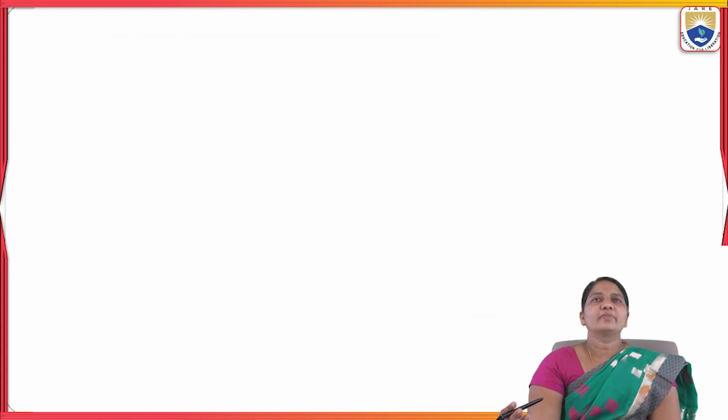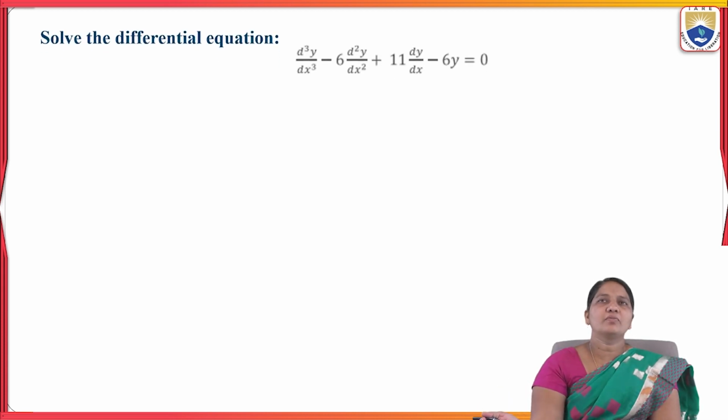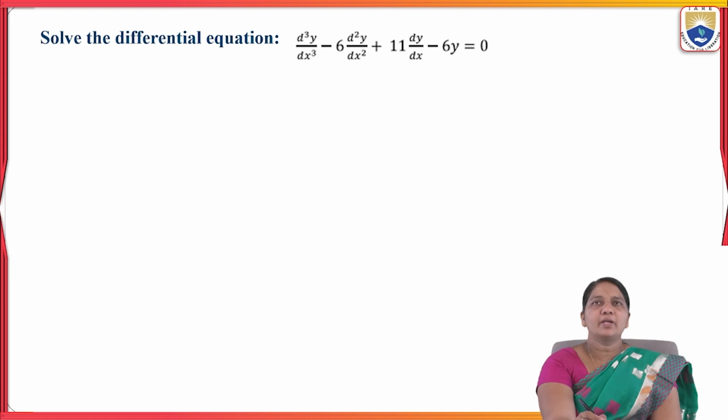We are moving on with one more example here. Observe, solve the differential equation: d cube y by dx cube minus 6 d square y by dx square plus 11 dy by dx minus 6y equal to 0.